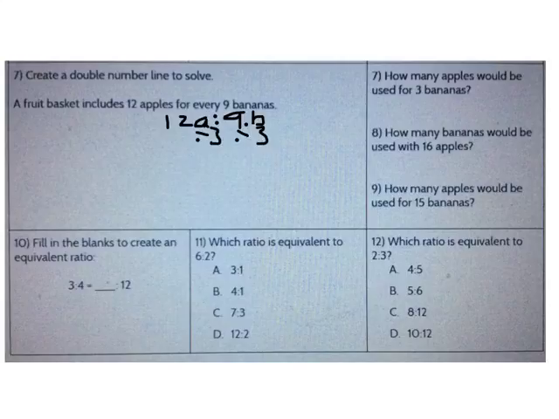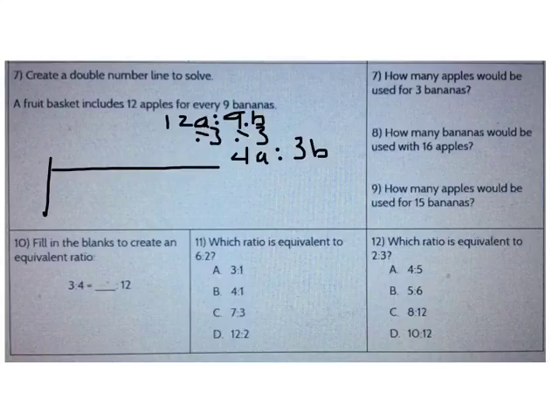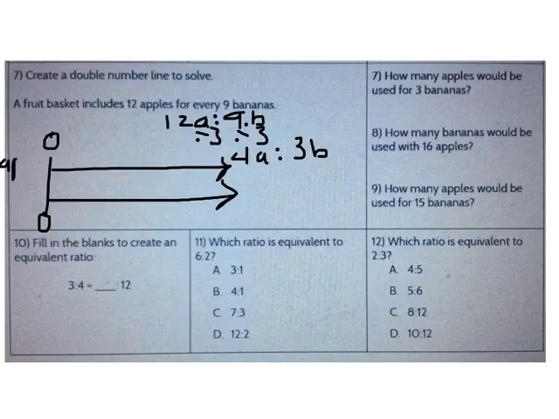When I divide by 3, what's my new ratio? The new ratio is 4 apples to 3 bananas. I can use this information to draw a double number line. Go ahead and draw a double number line on your paper now. Remember, my double number line is going to start with 0 and 0. One line will be for apples, and the other for bananas.